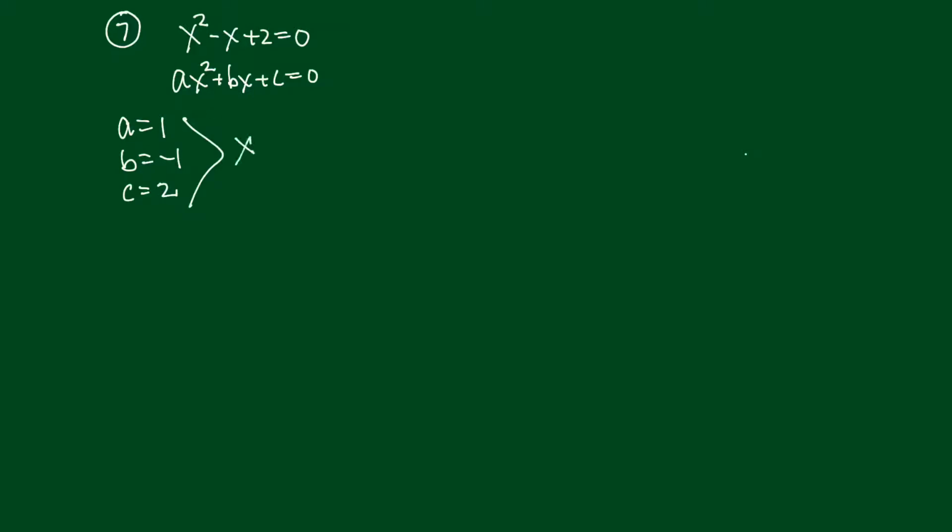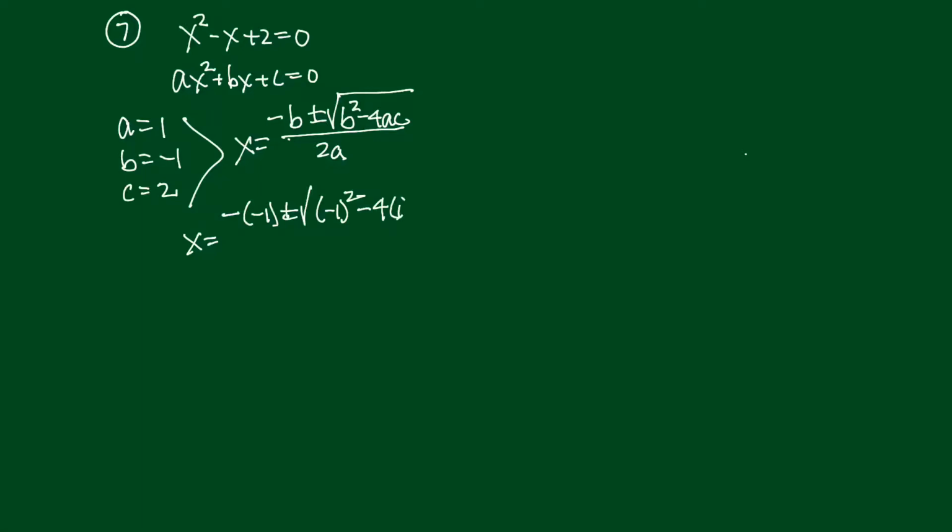Substitute these into our quadratic formula, which is x is going to be negative b, or the opposite of b, plus or minus the square root of b squared minus 4ac all over 2a. Let's substitute. X is negative b. Now be careful here. It's negative b, or the opposite of b. b is a negative, so lots of negatives here. Negative 1 plus or minus the square root of b squared, so it's that negative 1 squared, and then minus 4 times a, which is 1, times c, which is 2, all over 2a. A is a 1.